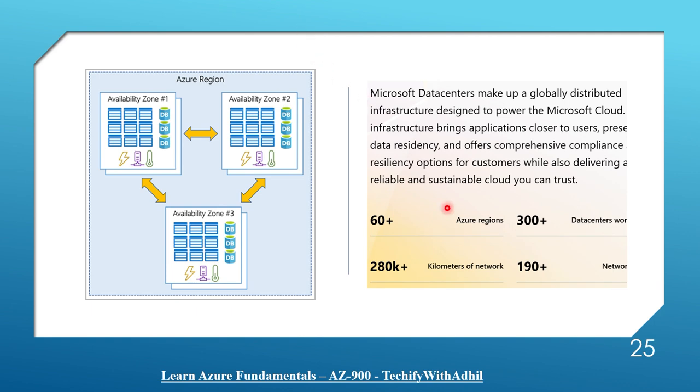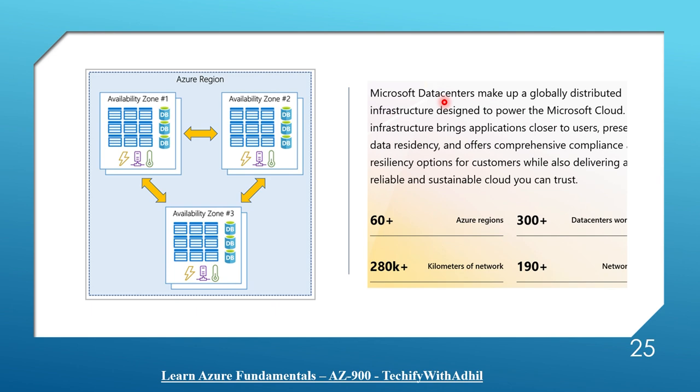Okay, so here we see Azure region, then availability zones and data centers. What do all these terms refer to? First we see Microsoft data center. A Microsoft data center is generally similar to our enterprise data center. It's just the Microsoft data center infrastructure designed for use in the Microsoft cloud.